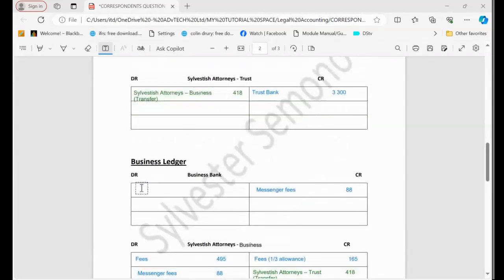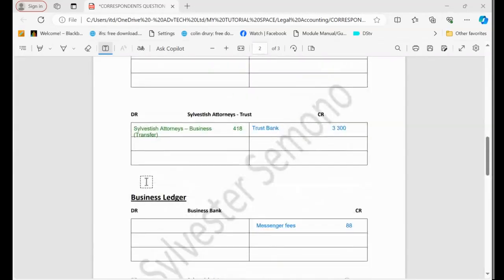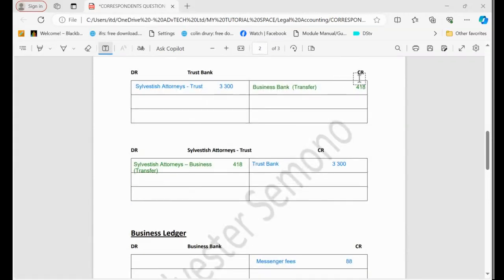So in the business bank account, I'm going to come here to the opposite side. You see now? Let me just show you. Here, from the credit, I'm going to come here and put it on the debit. You see now? It's a transfer. Just like that. So the transfer, remember, is between the trust and the business, and thereafter between the two bank accounts all the time. Okay, that's how to deal with the transfer.